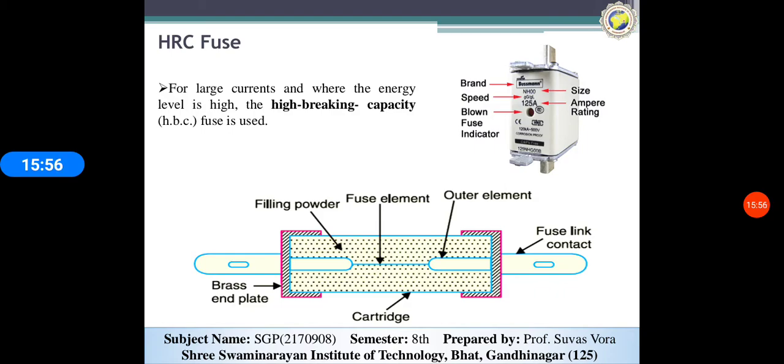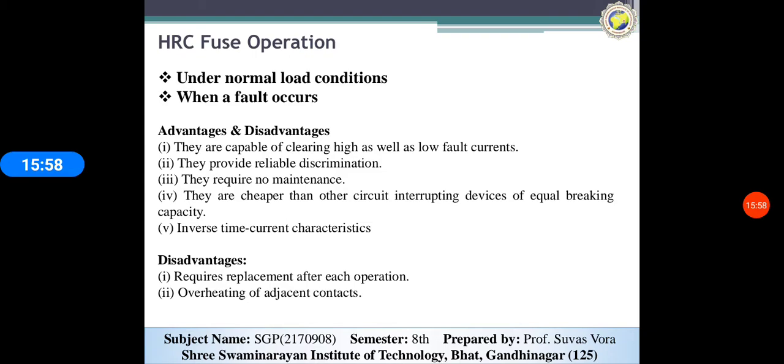Now, how to operate the HRC fuse? Basically, we know that two conditions occur. One is the normal condition, and the second one is the abnormal condition. This is called when a fault occurs.